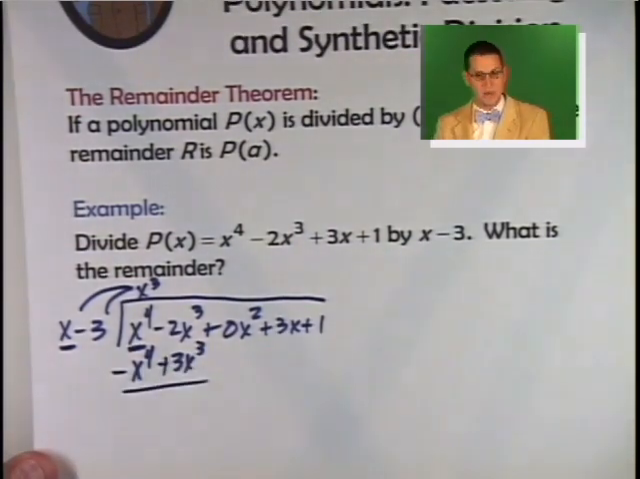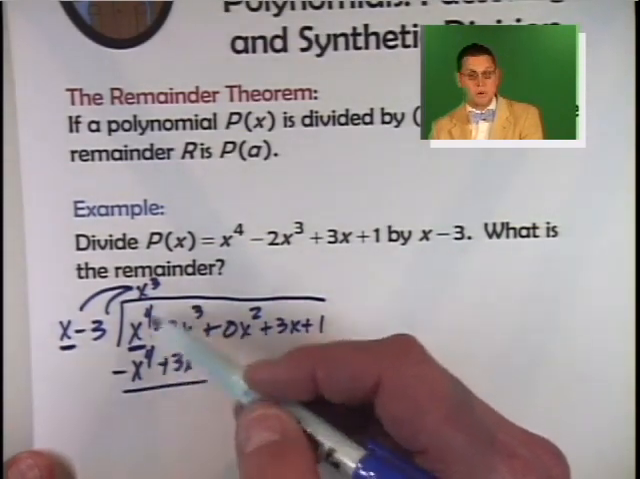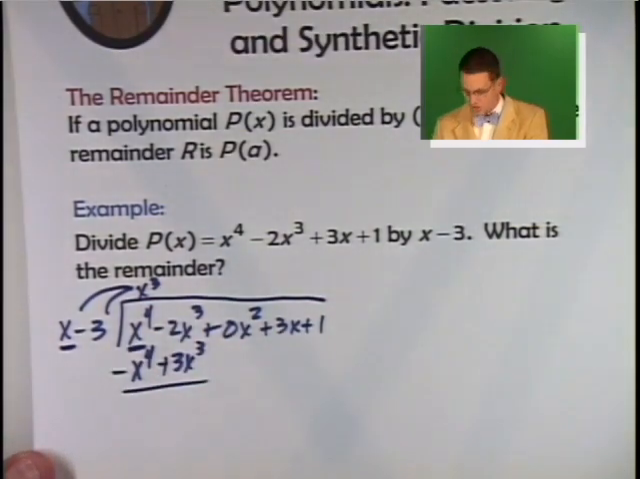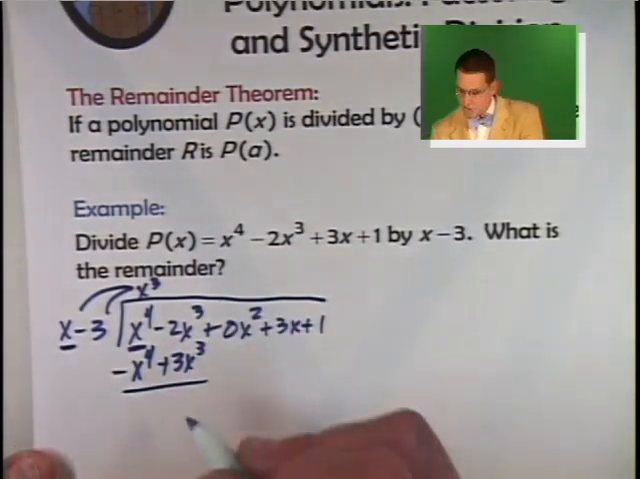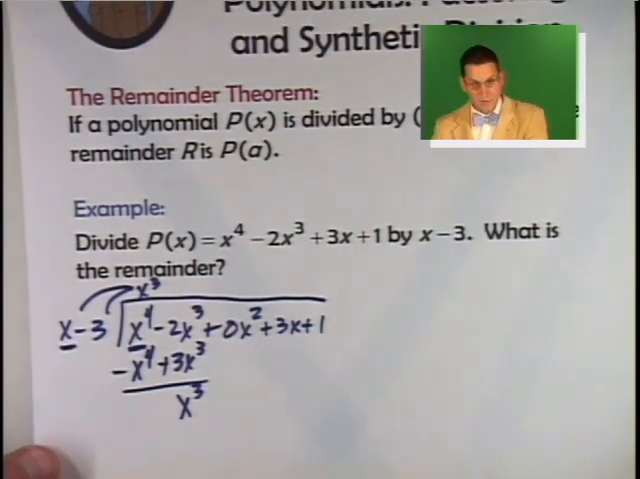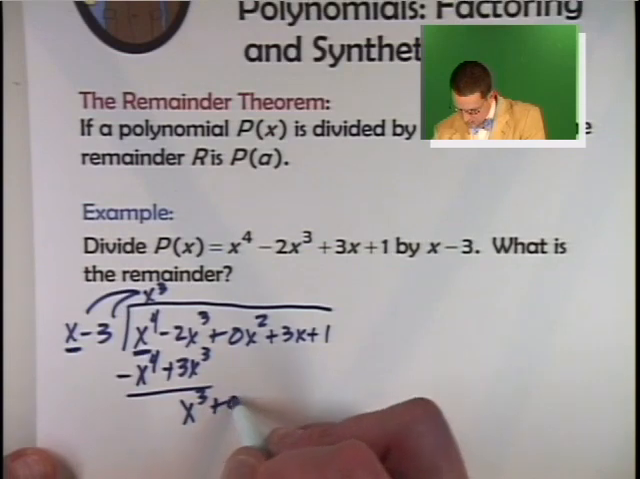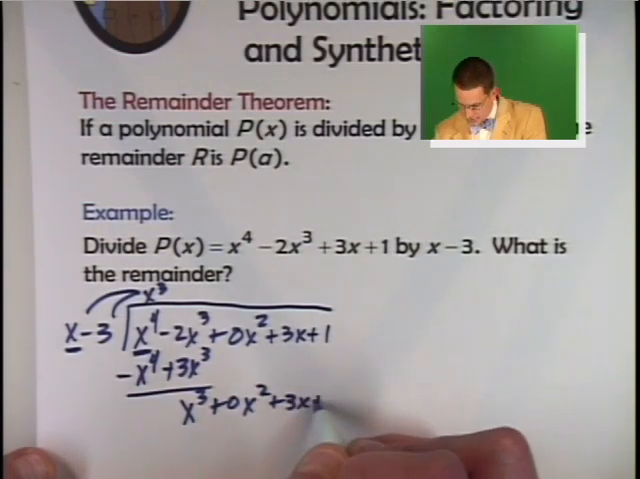So we have to change both signs. Now if you did it correctly, you should get a 0 here. x to the fourth minus x to the fourth is 0. But over here we have 3x cubed minus 2x cubed. That gives us a 1x cubed. And just like in division of numbers, we bring down the other terms. Okay, so we get that.